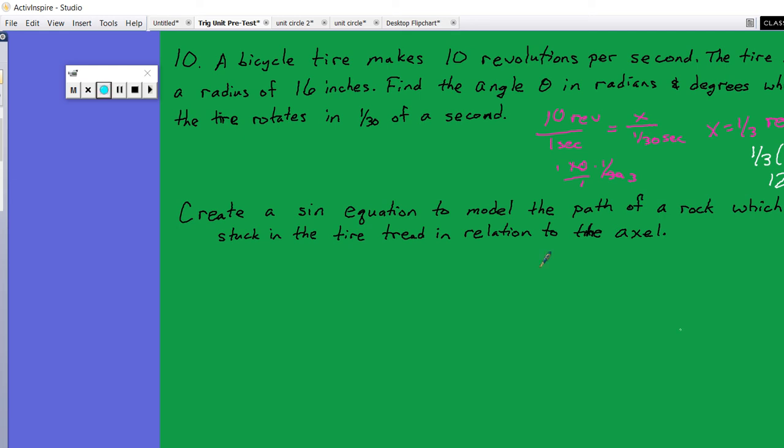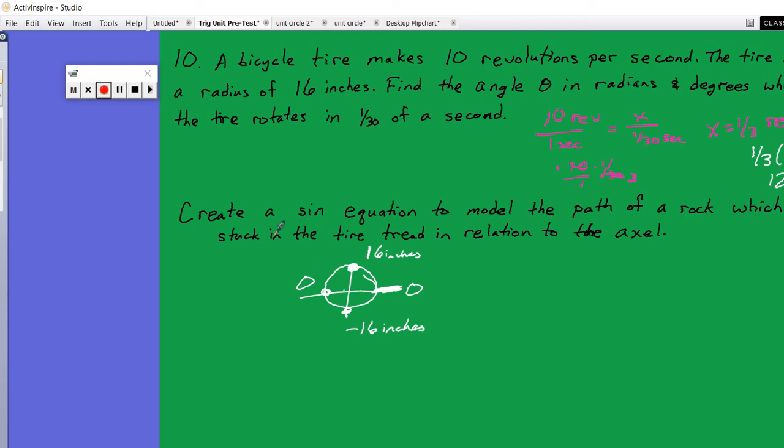All right, the next part says create a sine equation to model the path of a rock which is stuck in the tire tread in relation to the axle. So we're not going to do this in relation to time. We're just doing it in relation to the axle, okay? So what that means is, if I have my picture, then my tire goes round and round, right? At this point, in relation to the axle, it is 0 above. At this point, it's actually 16 inches above. And at this point, it is 16 inches below.